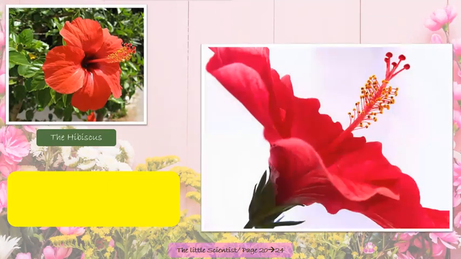Let's start with the colored part of the flower. The colored parts of the flower are called petals. Petals are colored and their job is to attract animals. They attract bees and butterflies to the beautiful shape and colors of the flower.